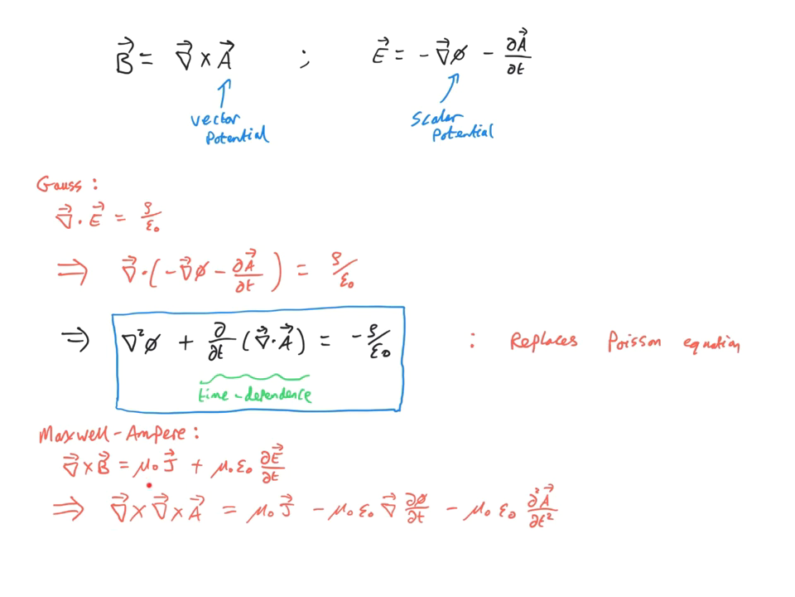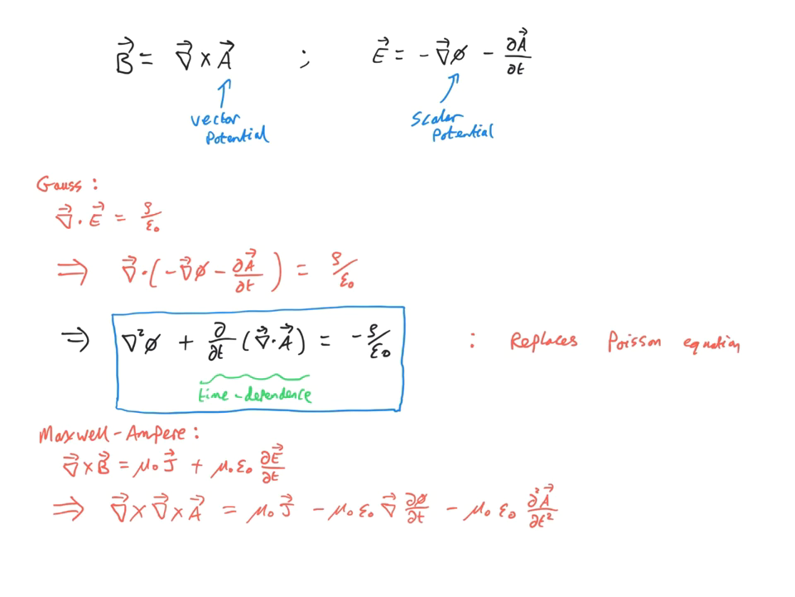On the left-hand side, we have the curl of the curl of the vector potential. And then on the right-hand side, we have a term involving the gradient of the time derivative of the scalar potential. Again, I swapped the order of the derivatives here, which I'm allowed to do because they're smooth differentiable functions, and these partial derivatives are with respect to different variables. And then the final term involves the second time derivative of the vector potential.